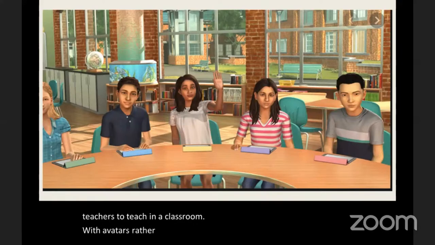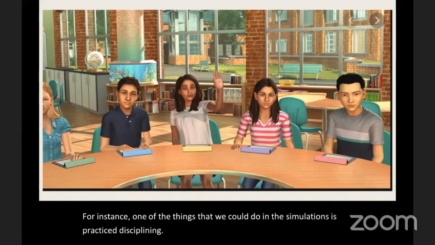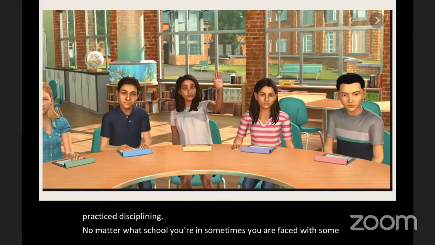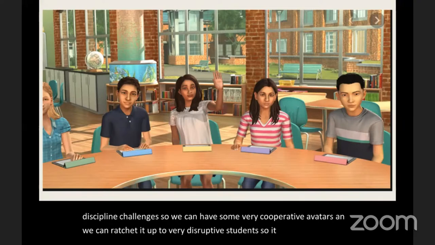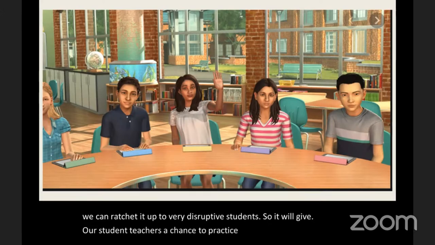For instance, one of the things that we can do in the simulations is practice disciplining. And no matter what school you're in, sometimes you are faced with some discipline challenges. So we can have some very cooperative avatars and we can ratchet it up to very disruptive students. So it will give our student teachers a chance to practice that before they have to do it in real time.